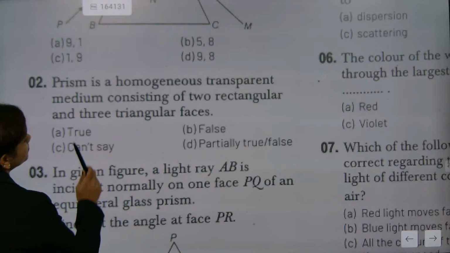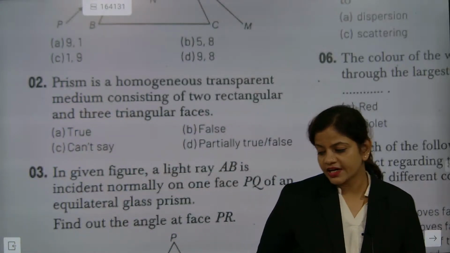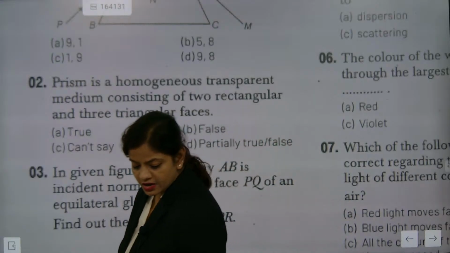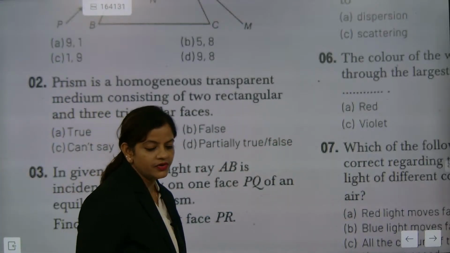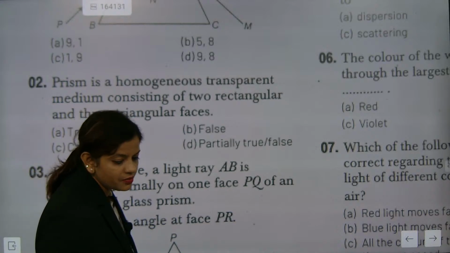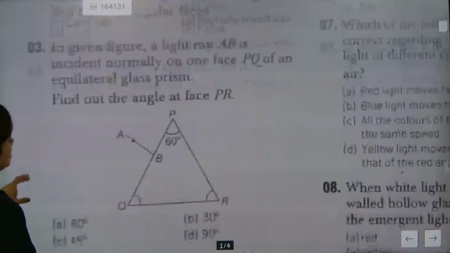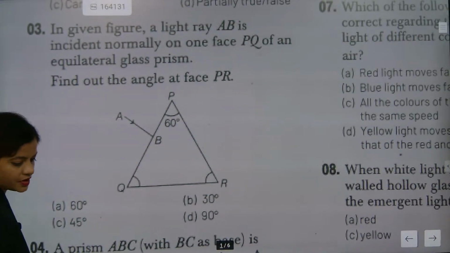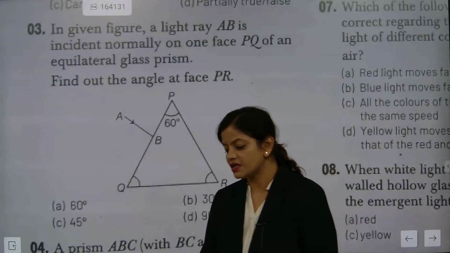What is the correct answer? Is it a true statement or a false statement? Just today we have learned that there will be three rectangles and two triangles. Since there are three rectangles and two triangles, the correct answer is B, false. Now shall we go for the third one? Come on, check the third part. Everybody start answering the question.